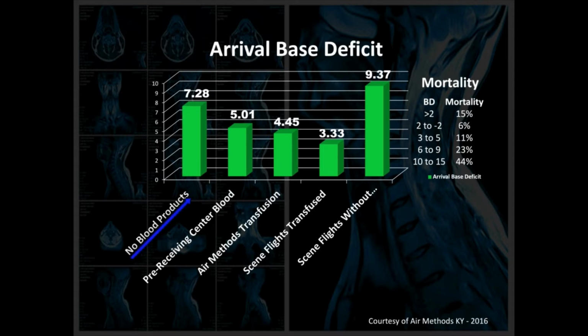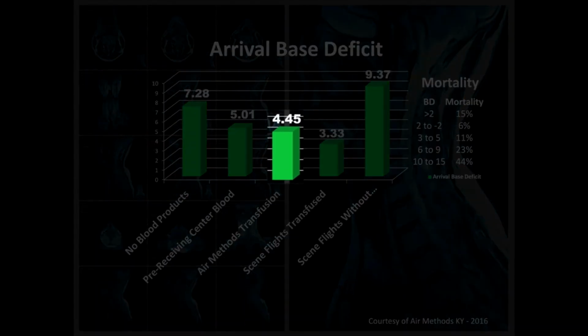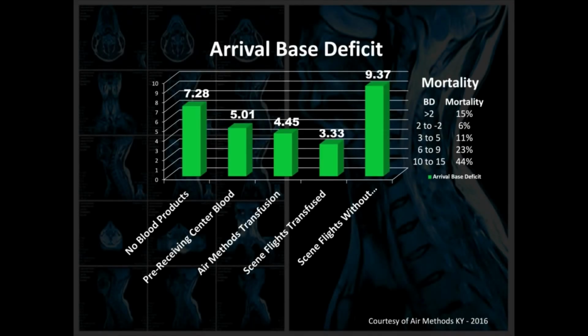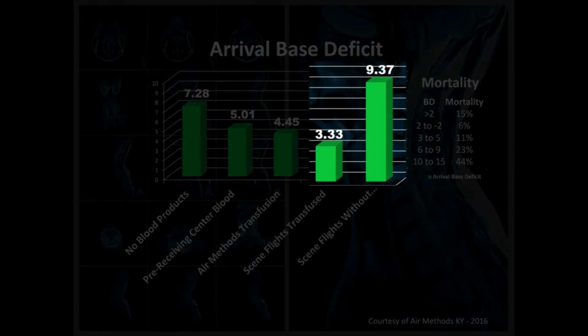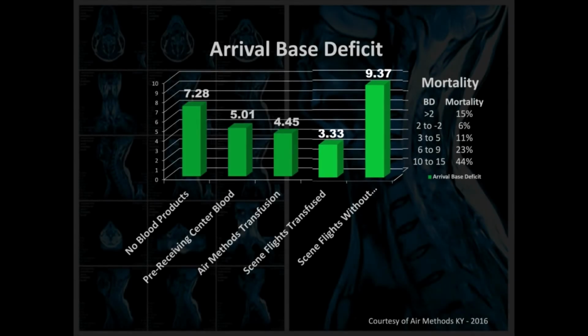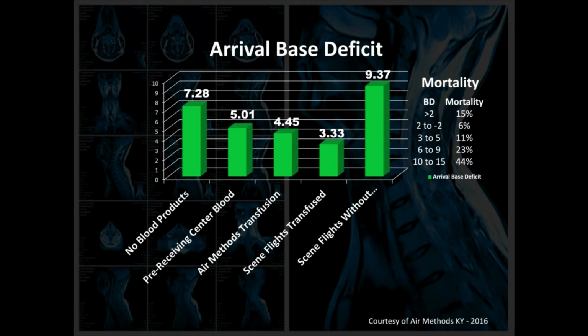So notice in this first area, no blood products whatsoever. Arrival base deficit was 7.28. Pre-receiving center blood was 5.01. If Air Methods transfused the patient, 4.45. Scene flight transfused, so this is earlier intervention, 3.3. So that's a big difference. And then scene flights without, 9.37. If you go over to our mortality chart, that is a mortality greater than 23% in those patients. That's pretty significant. So let's look at another data point.